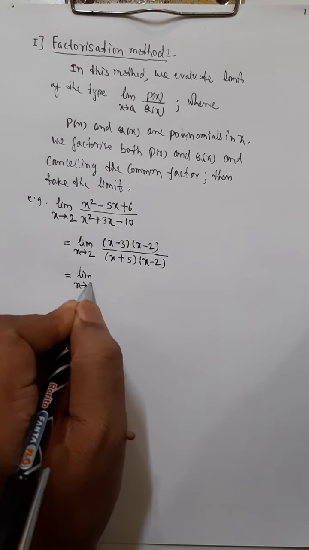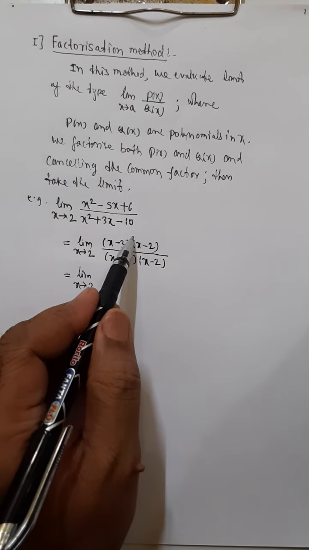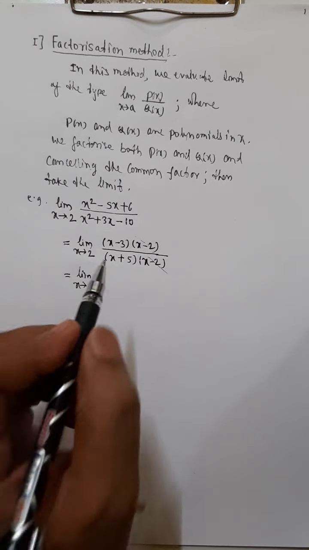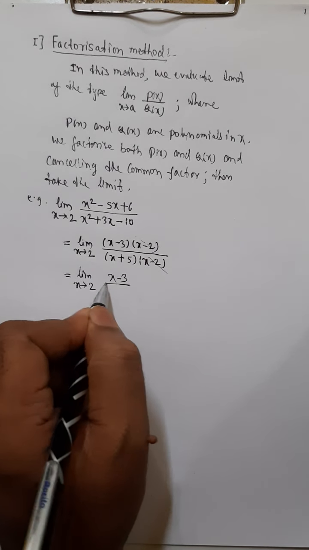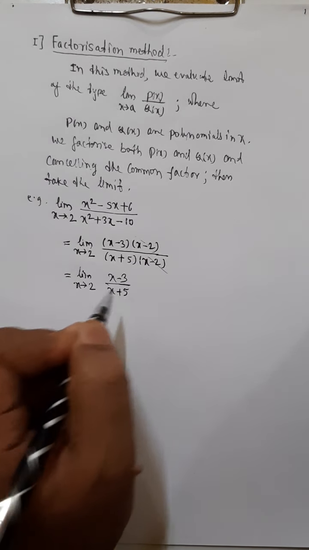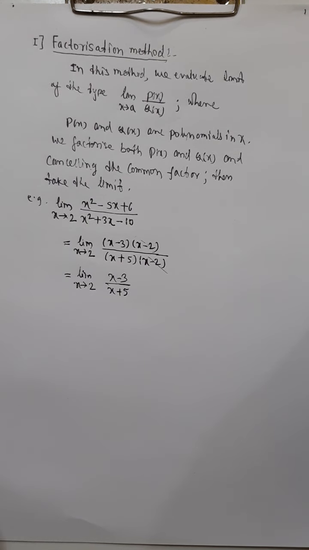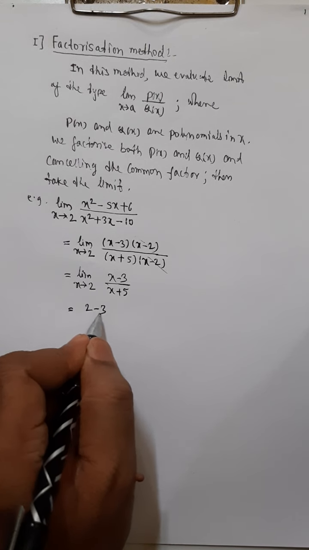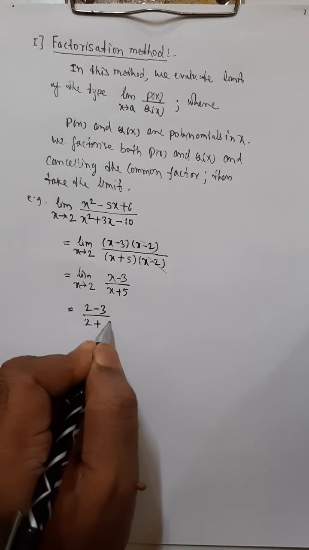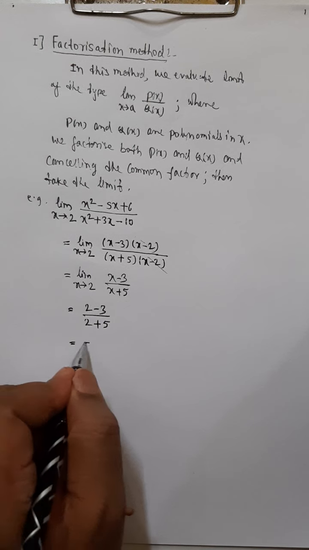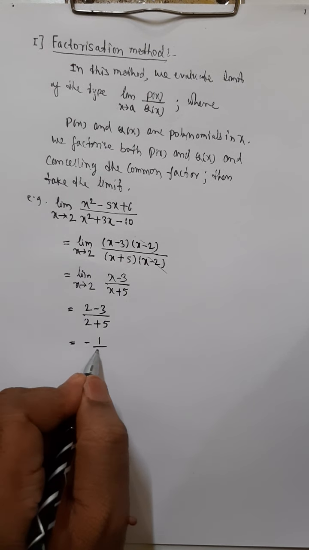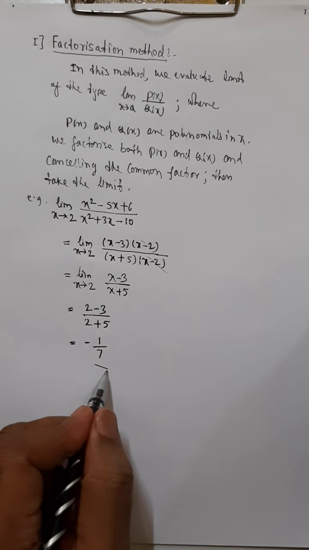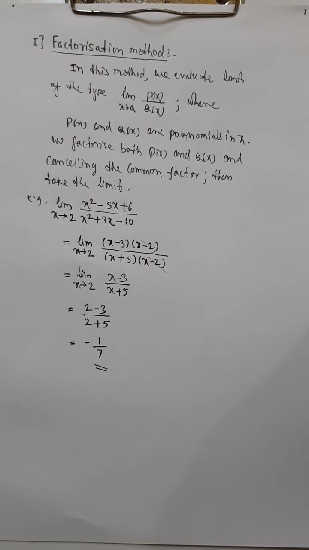So it is equal to limit as x tends to 2. We can cancel here common factor x minus 2, x minus 2, and we get x minus 3 divided by x plus 5. And now we can take the limit. Replace x by 2 here. So we get 2 minus 3 divided by 2 plus 5. 2 minus 3 is minus 1, 2 plus 5 is 7. So note that minus 1 by 7 is the limit. So by using factorization method, we can find the limit.